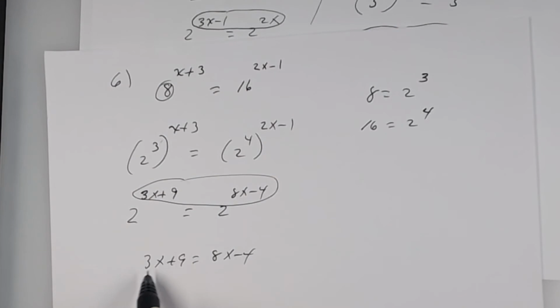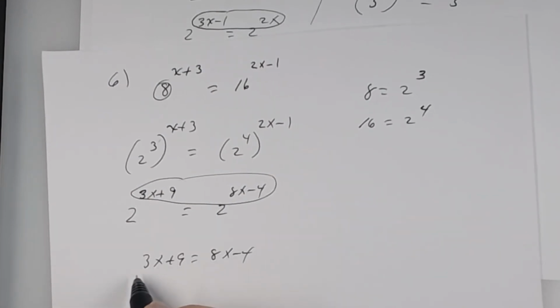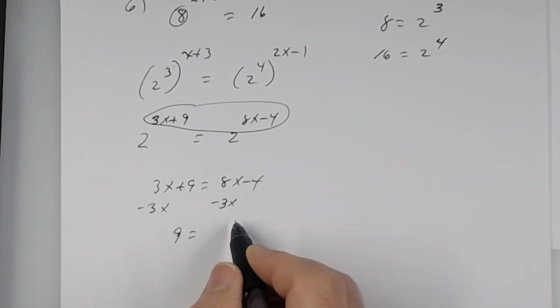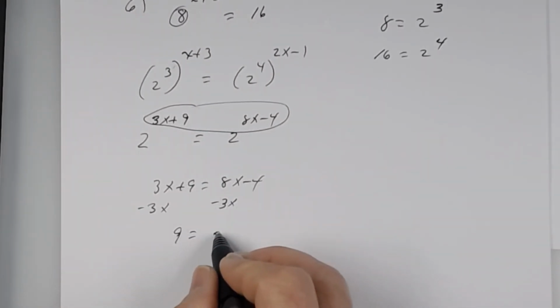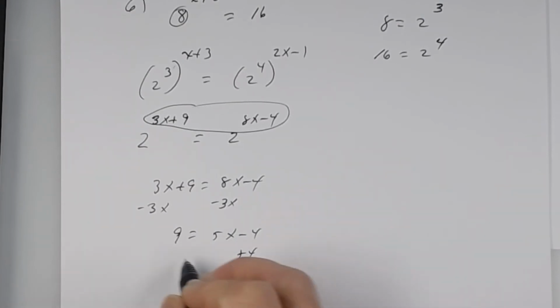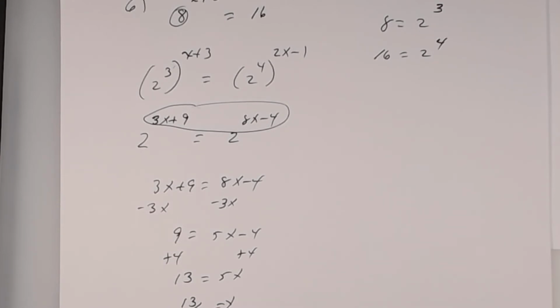Yeah, so I have this linear equation, so I just solve for x. So 9 equals, what's that, 5x minus 4? Add 4 to both sides. I get 5x equals 13. So what's x? 13 over 5. Okay? All right, let's do one more.